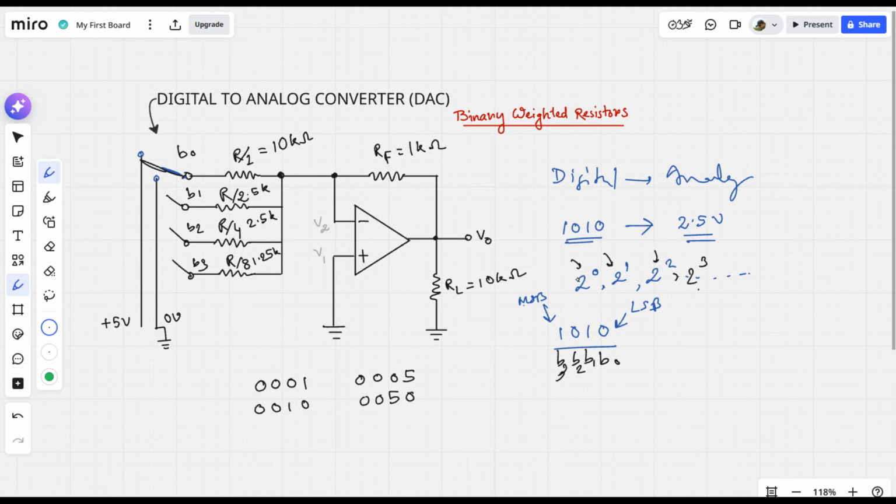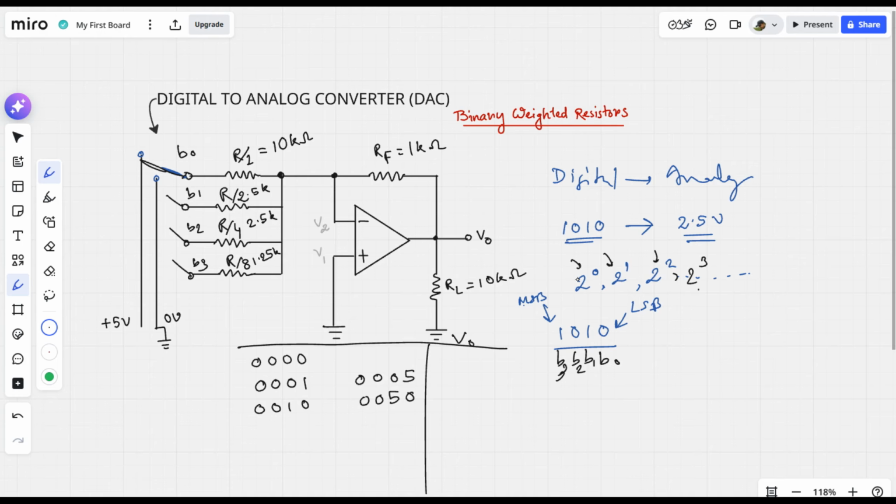If you remember the operation of the summing amplifier, whatever voltage comes here will appear across the output as a sum of these inputs multiplied by the gain. Since we are providing a 1 kilo ohm resistor, let's see what the gain of the circuit would be and what we are going to get across the output. For the first condition, that is 0, 0, 0, 0, we are not providing anything, so across the output also we are going to get 0 voltage.